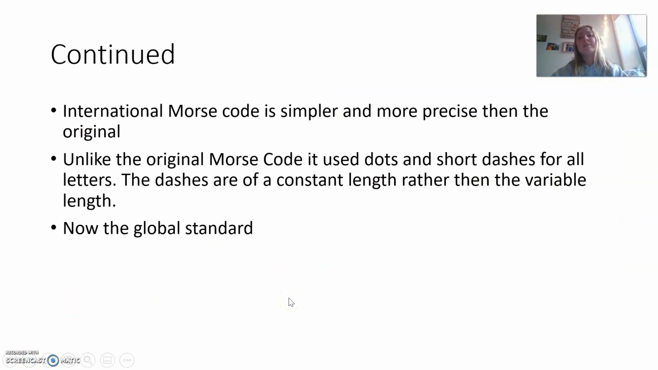Some more about the history. International Morse code is simpler and more precise than the original. Unlike the original Morse code, it used dots and short dashes for all letters. The dashes are of a constant length rather than a variable length, and now it is the global standard.